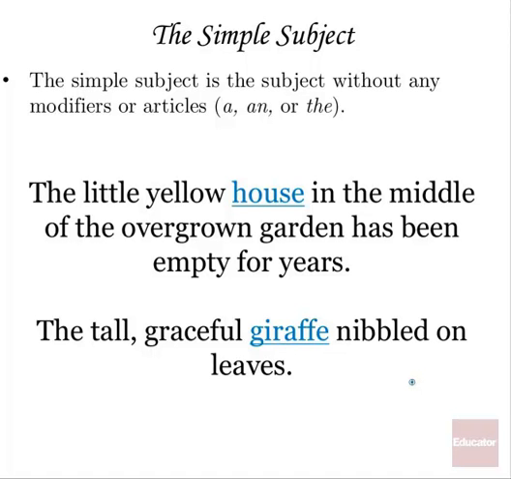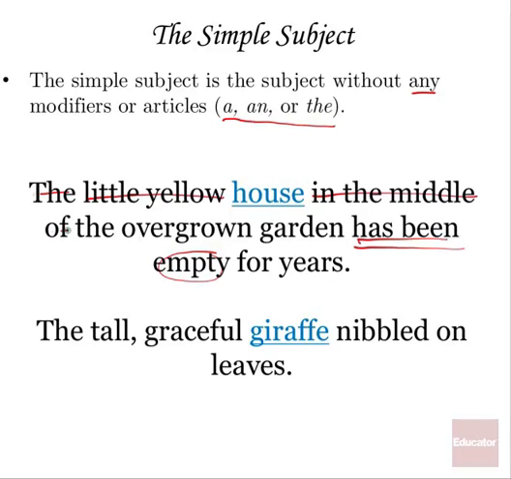All right, let's look at the simple subject. The simple subject is the subject, whatever's performing the action, without any modifiers or articles. Articles are a, an, and the, and we'll cover them in a later lesson. So, the little yellow house in the middle of the overgrown garden has been empty for years. House is the simple subject. How do we know? Well, our verb is has been. A linking verb, all right? It connects the subject to its complement, empty, and the is an article. Little and yellow are both adjectives modifying house.